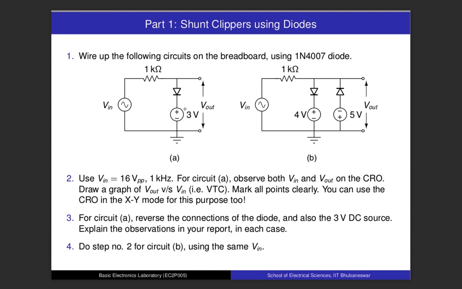Provided you are giving this 3 volts, it is supposed to clip at 3.6 or 7 volt, depending upon what is the cut-in voltage. And then of course you also need to plot the V out versus V in, the voltage transfer characteristics. To do that in LTSpice, you can draw this circuit.